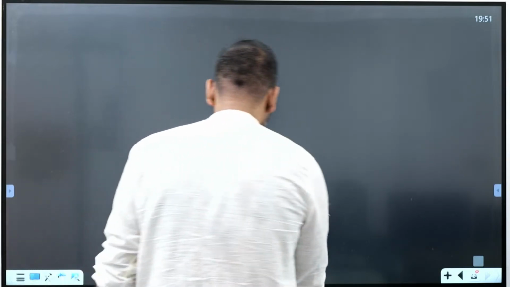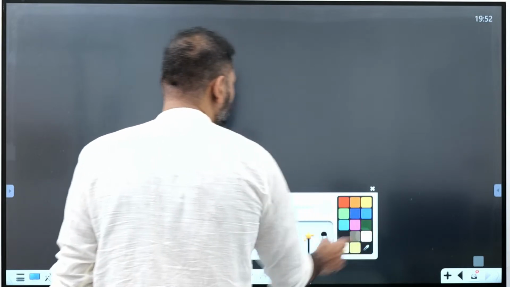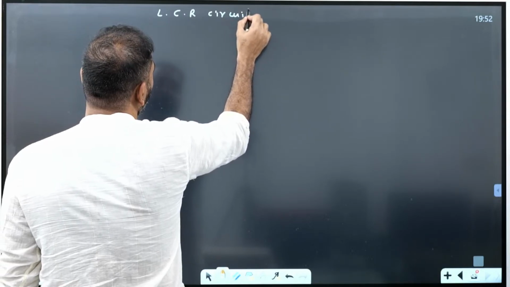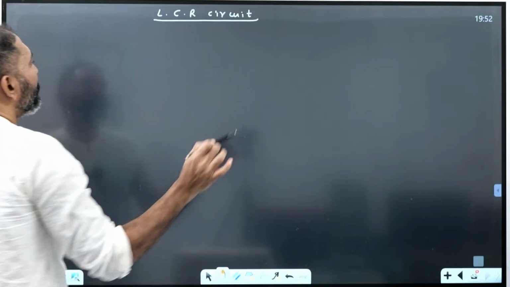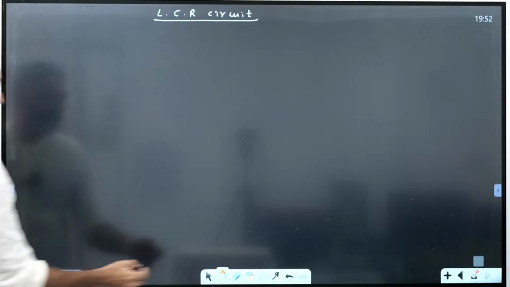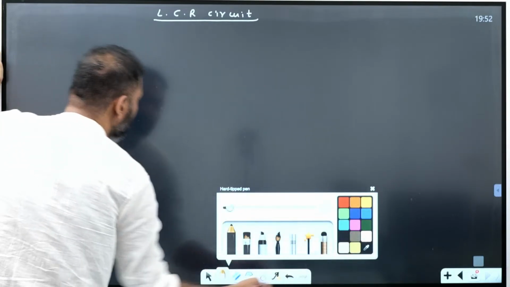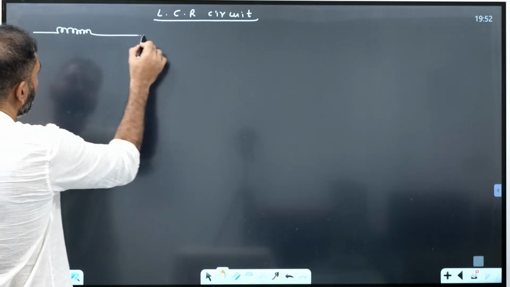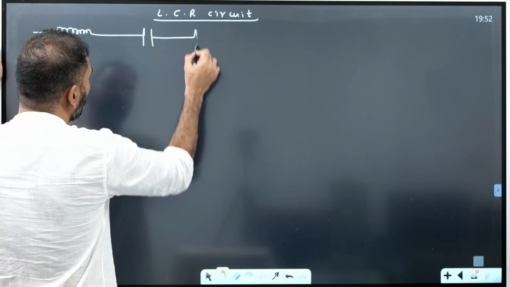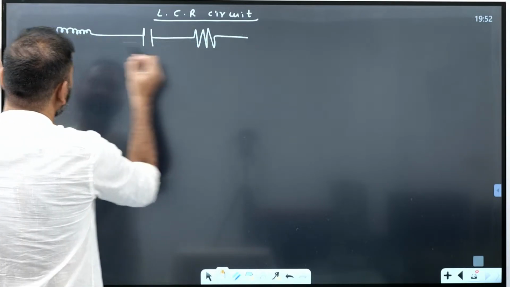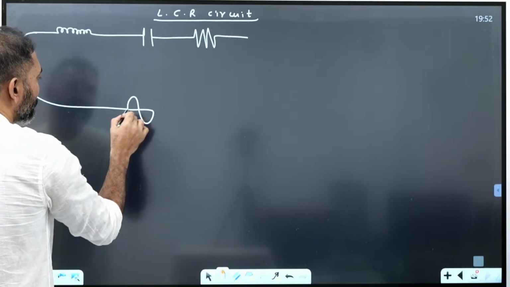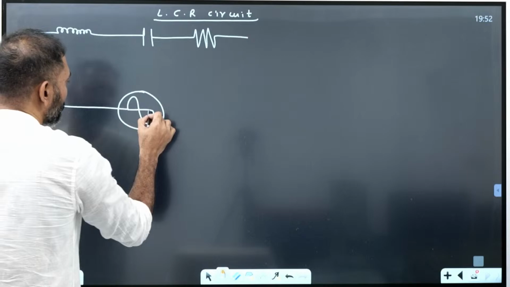Now, next is a very important topic, LCR circuit. It's a very important topic. In an LCR circuit there will be inductor, capacitor and resistor. This circuit is called LCR circuit, or some teachers call it series LCR circuit.